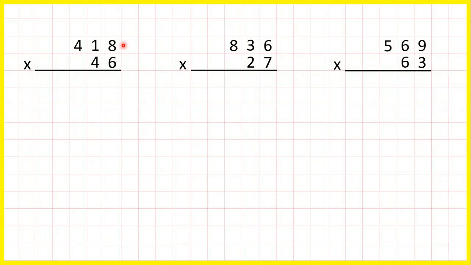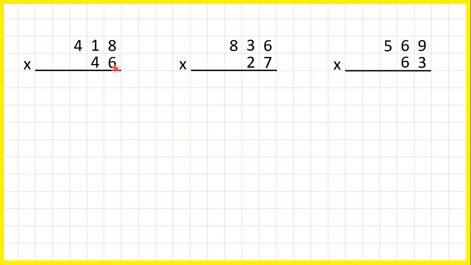Now for these questions, we're multiplying a 3-digit number by a 2-digit number. So for this first question, we're going to multiply 418 by 6 in our first answer line. Then we're going to write a 0 in our second answer line and multiply 418 by 4. Then we're going to add up our answer lines.